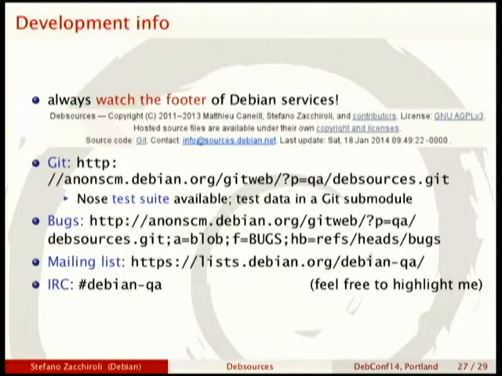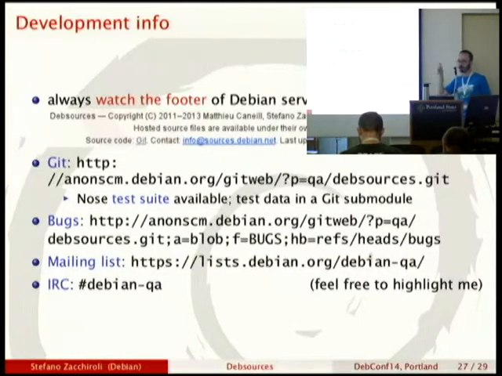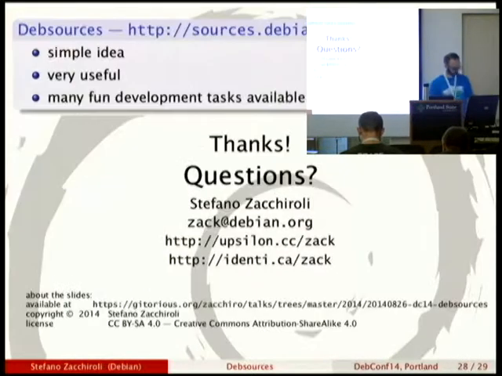You will find a pointer to the list of bugs. Then there is an about page with more information. And the place to discuss this in terms of development is the Debian QA list. So just show up there. Or the Debian QA IRC channel. Feel free to highlight me. I'm Zack, the ACK on the channel, if you have a specific question about Debsources.